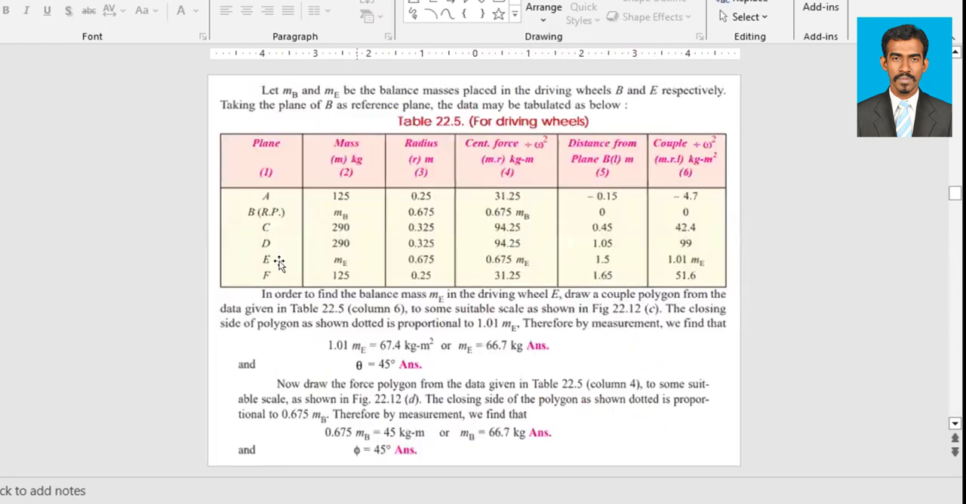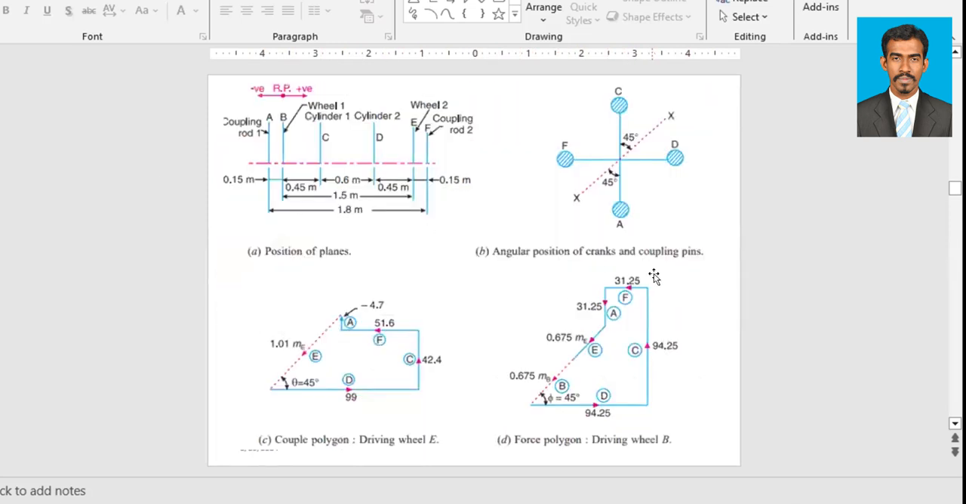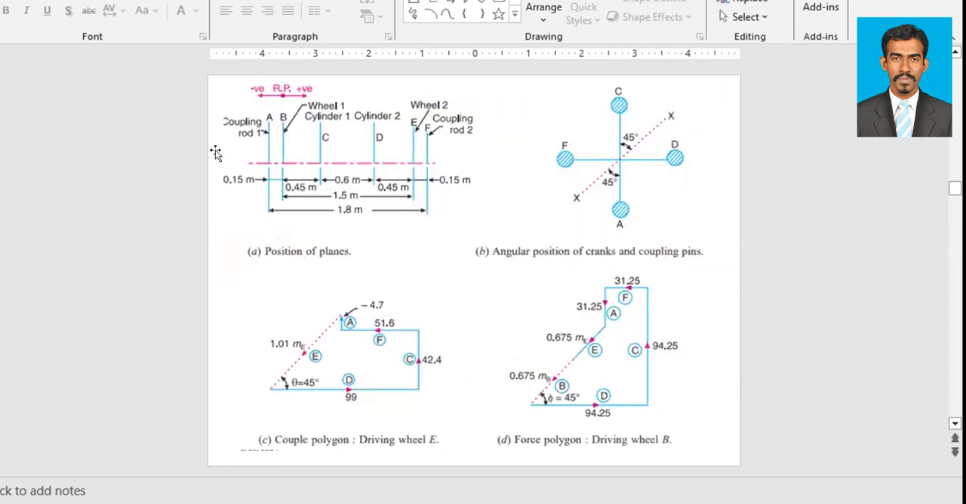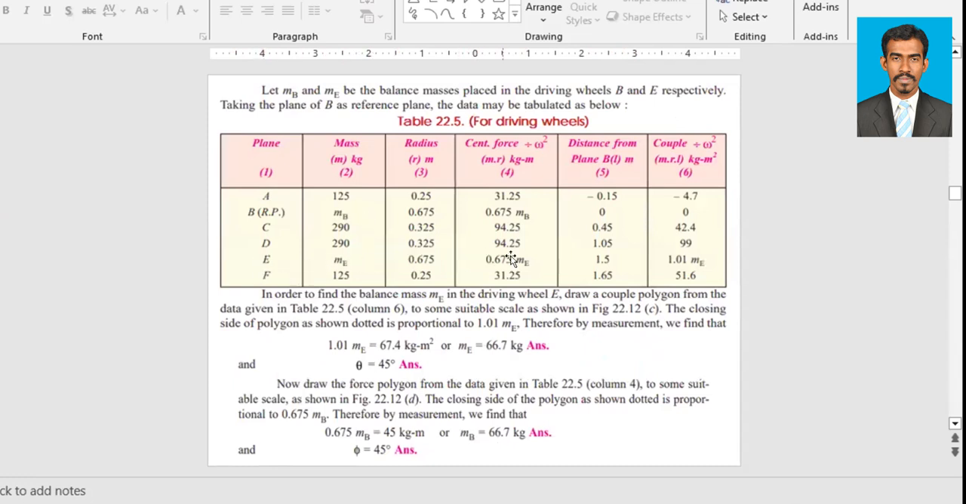Which is equal to how much? 31.25. Right? The force F is 31.25. Right? So we'll draw this way 31.25. The other one is A, that is OA. If you check with the table, A is again 31.25. Right? So we'll draw another 31.25 downwards, right, in A.